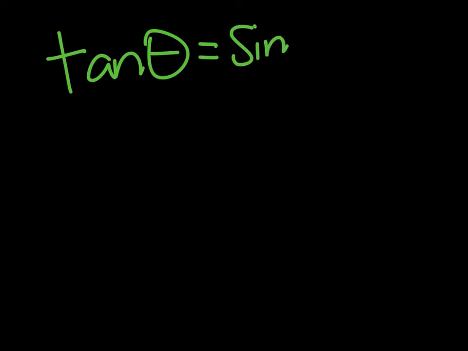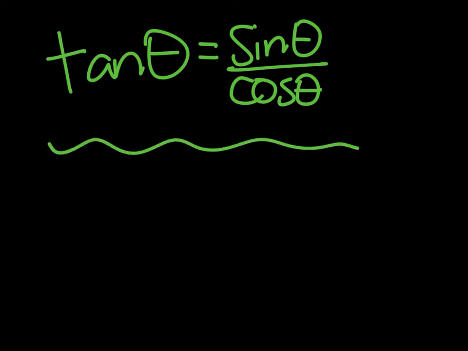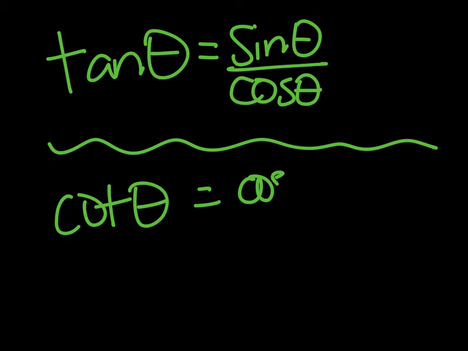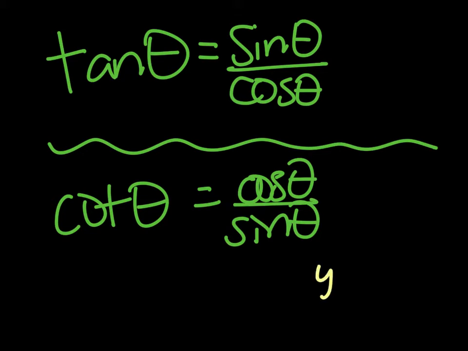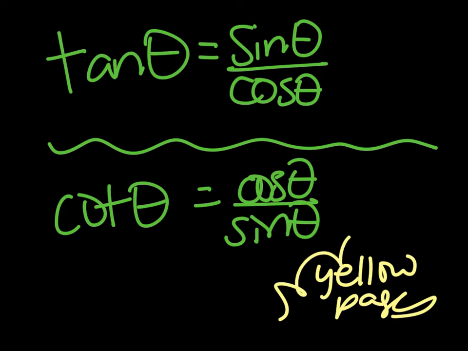This will also need to go on your yellow pages. Your tangent of theta is equal to your sine of theta over cosine theta, which means your cotangent of theta equals your cosine theta over sine theta. I want these to go on your yellow pages. Make sure that if you haven't put these on your yellow pages, that you put those on your yellow pages.